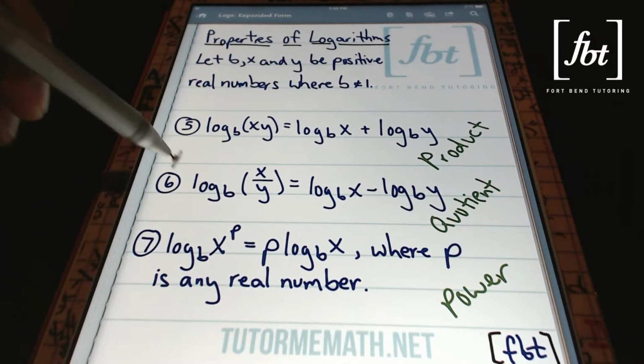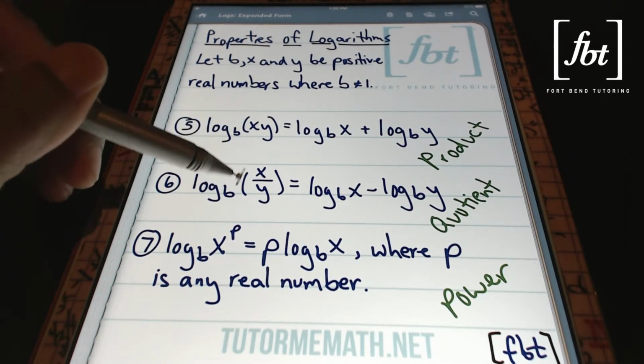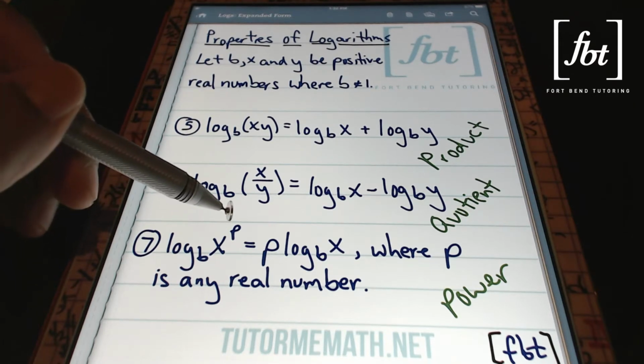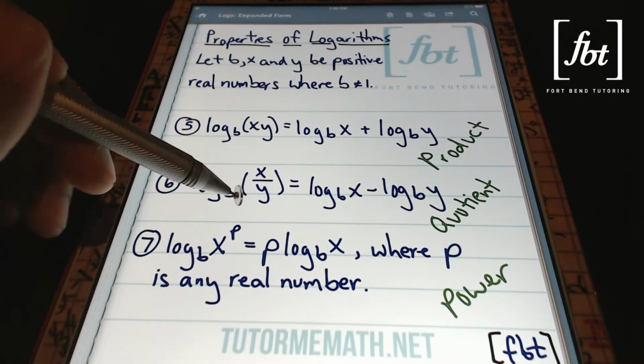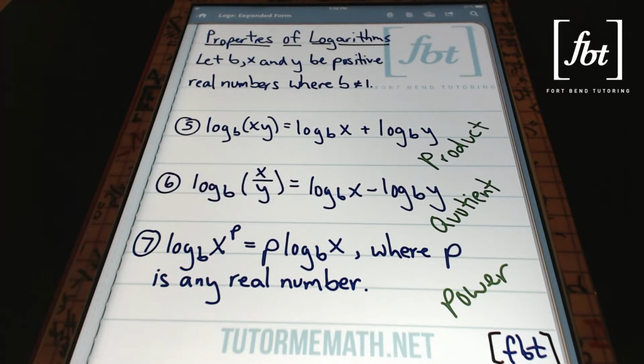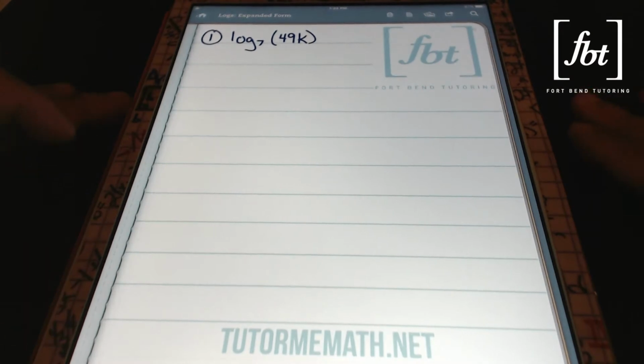For the quotient rule, anytime you have the logarithm of two values dividing, you can expand that using the difference of those logarithms. And finally, anytime you have an exponent on a value where you're taking the logarithm of it, you can rewrite it as that same exponent being the coefficient of the logarithm. Now that we've done a quick recap on that, let's get with problem number one.